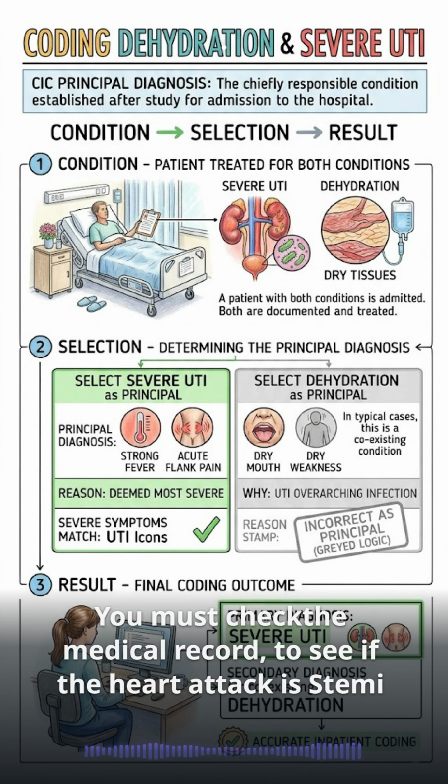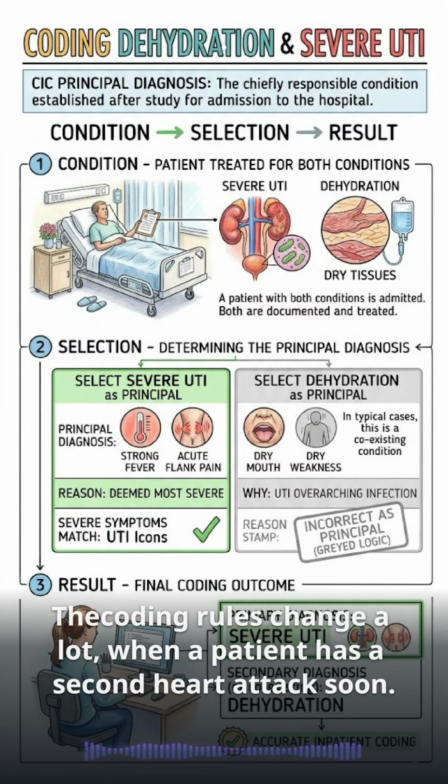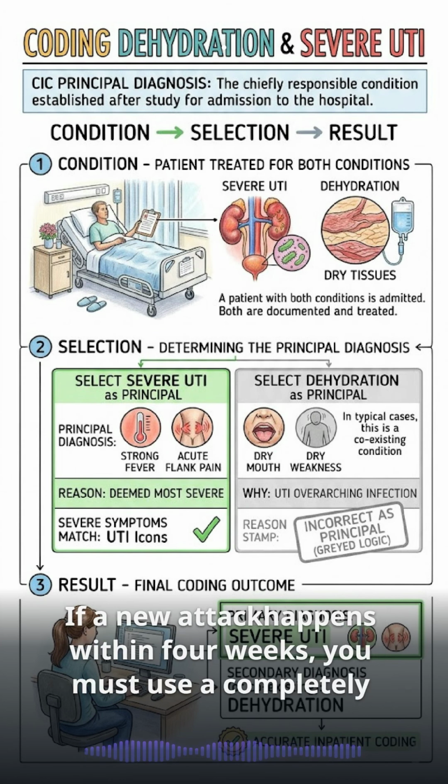You must check the medical record to see if the heart attack is STEMI type. STEMI means the blockage is total, which causes a lot of damage to the heart. Non-STEMI means the blockage is partial, but it still requires very urgent medical care. The coding rules change a lot when a patient has a second heart attack soon. If a new attack happens within 4 weeks, you must use a completely different code.